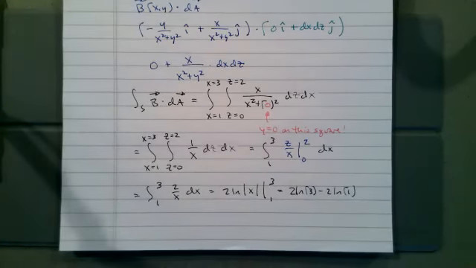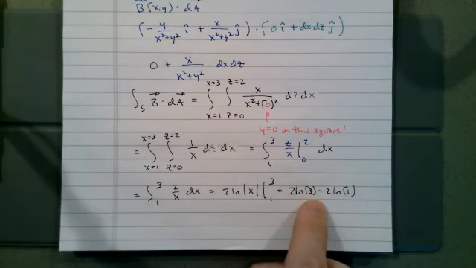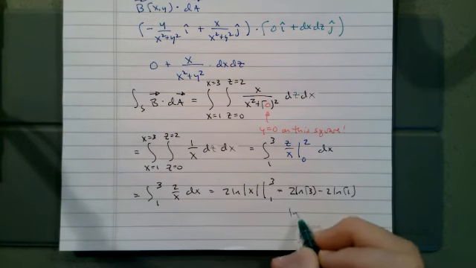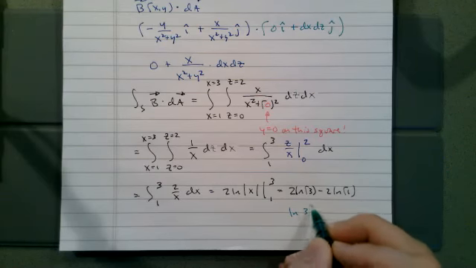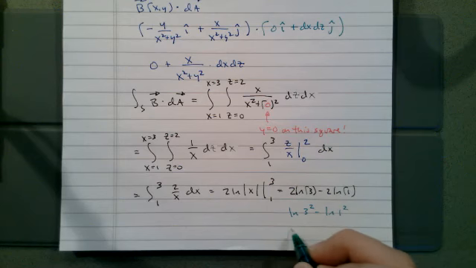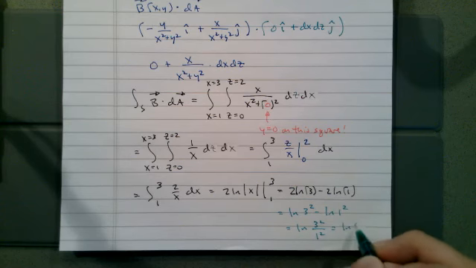Since we just did a problem where we talked about properties of logarithms, this is going to be natural log of 9. And these are all natural logs. So it's going to be natural log of 3 squared, which is 9, minus the natural log of 1 squared. So this will be the natural log of 3 squared divided by 1 squared. So this is going to be natural log of 9.